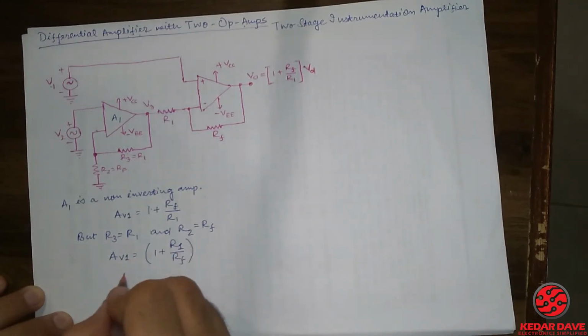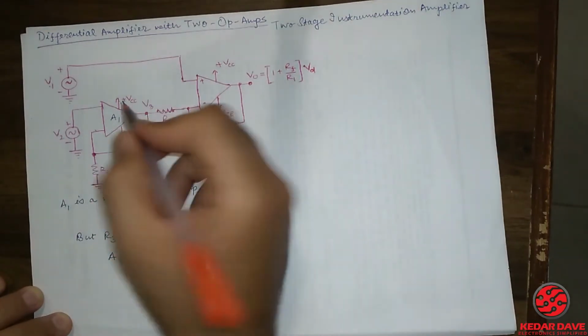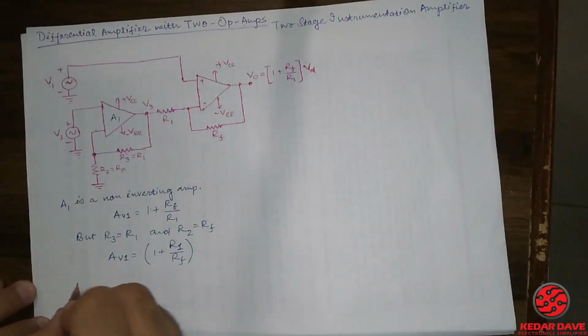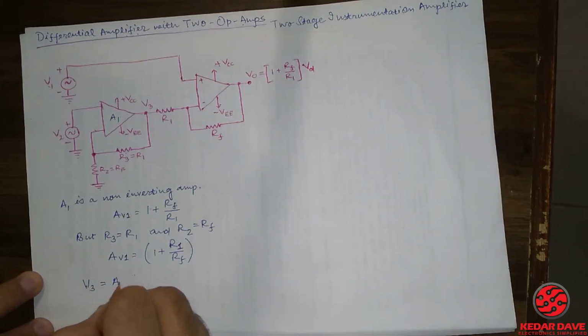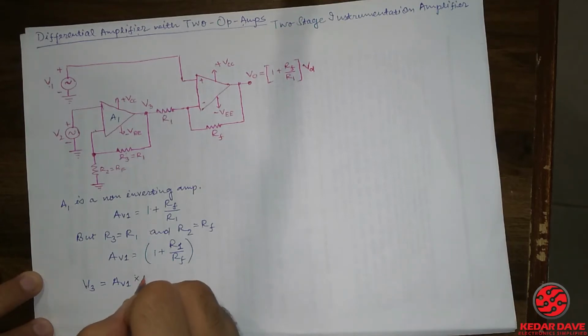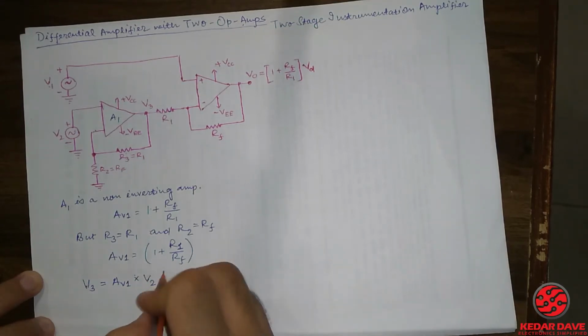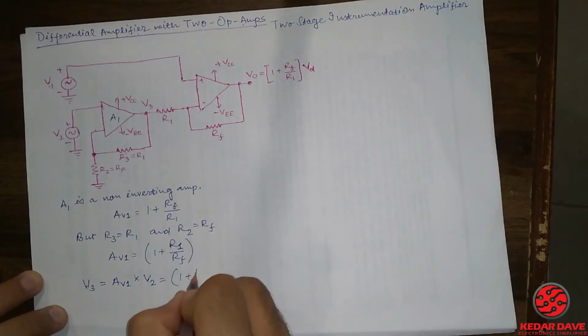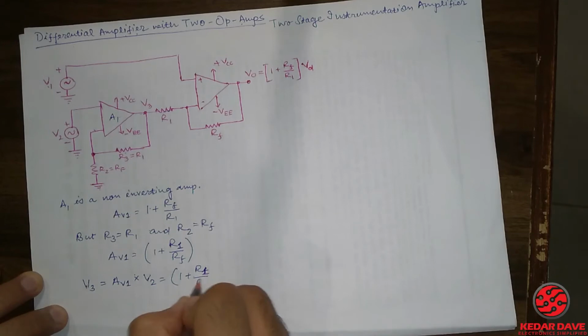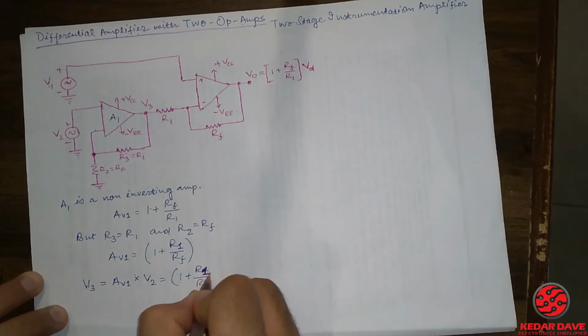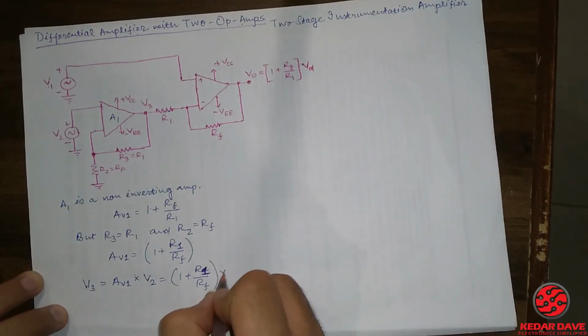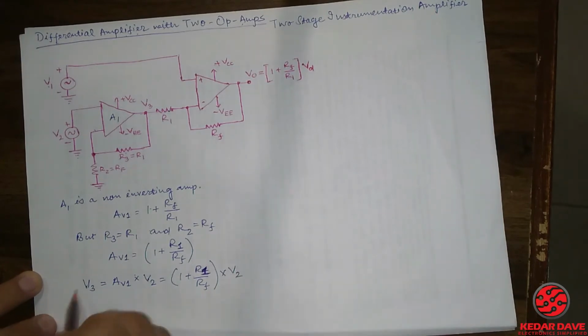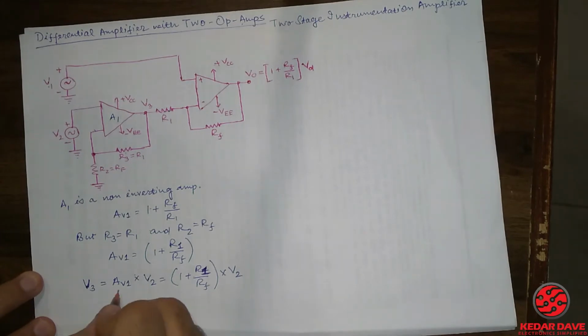And if we notice what is happening at the V3 terminal, then V3 is equal to AV1 into V2, that is 1 plus R1 divided by RF multiplied by the V2 terminal. So that will be our V3 term achieved over there.